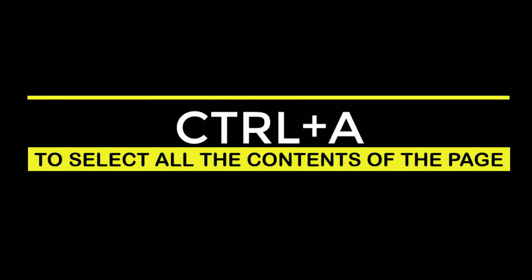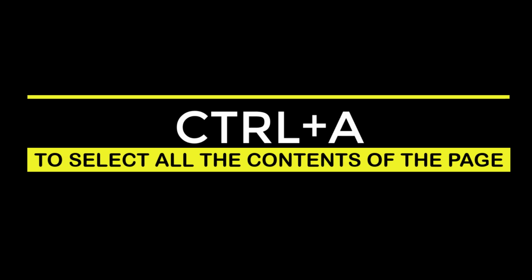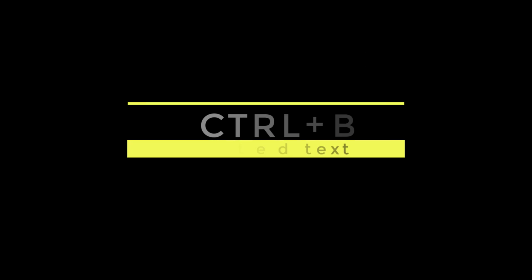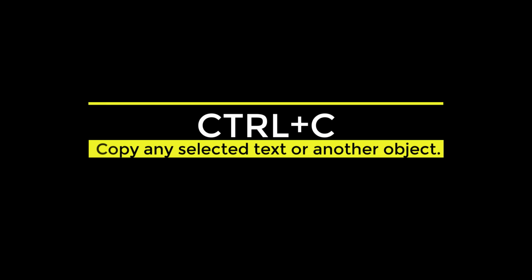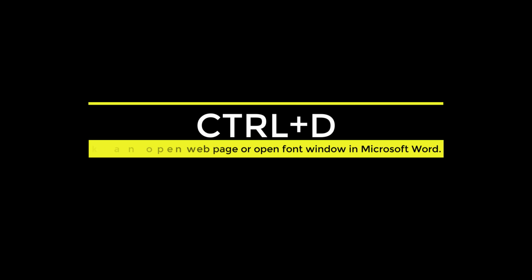Control plus A. It is used to select all the contents of the page. Control plus B. It is used to bold the highlighted text. Control plus C. It is used to copy any selected text or another object. Control plus D. It is used to bookmark an open web page or open font window in Microsoft Word.